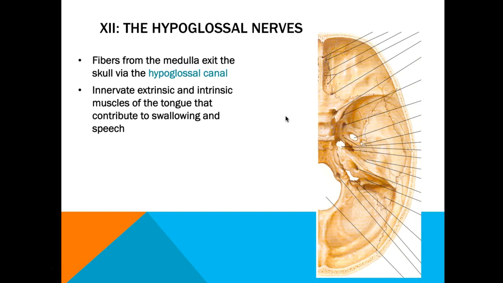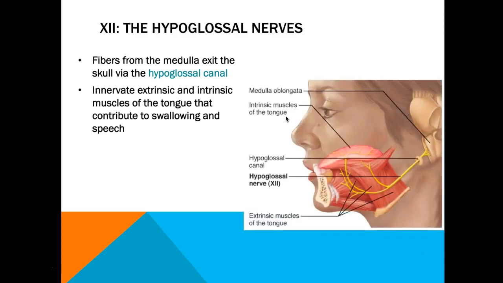Whew, we finally made it to cranial nerve number 12, the hypoglossal nerve. This nerve exits from the medulla and heads over to the skull to exit via the hypoglossal canal. You can find this canal anterior and just superior to your foramen magnum. Its job is to innervate extrinsic and intrinsic muscles of the tongue that contribute to swallowing and speech.